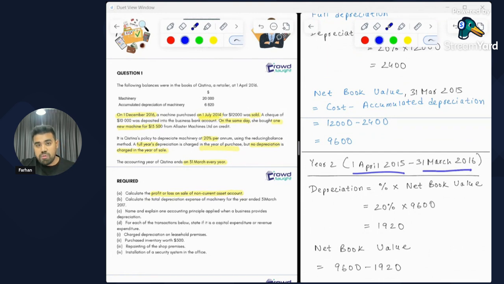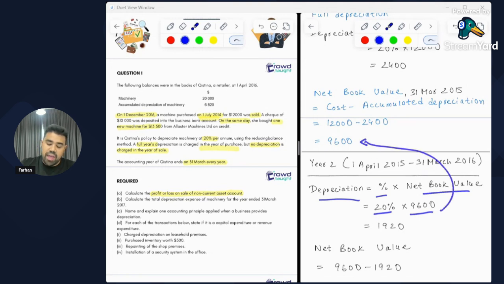And you see, just before we had calculated the net book value. And the main reason for calculating that under the reducing balance method is when you move to year two, we find the depreciation by multiplying the given percentage with the net book value. So the depreciation in year two is calculated by multiplying the percentage with the net book value, which is 20% multiplied with 9,600, the net book value that we had at the end of the first year of usage. And that gives us a depreciation in year two of $1,920.